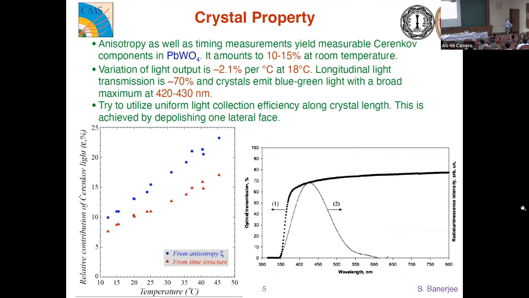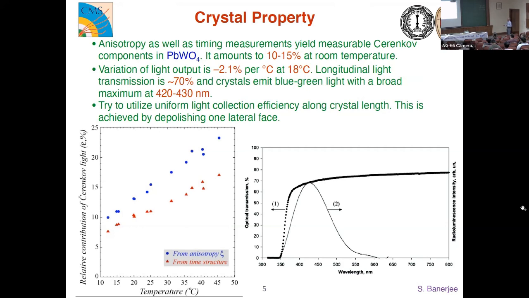One has to remember that we have a Cherenkov component, which is not essentially the scintillator. The second important thing is that the scintillation light, or even the Cherenkov light, is not produced in one part of the crystal but throughout the entire crystal, and the light has to travel through the entire crystal to come to the photodiode. So there should be a light collection efficiency which is uniform along the crystal length.